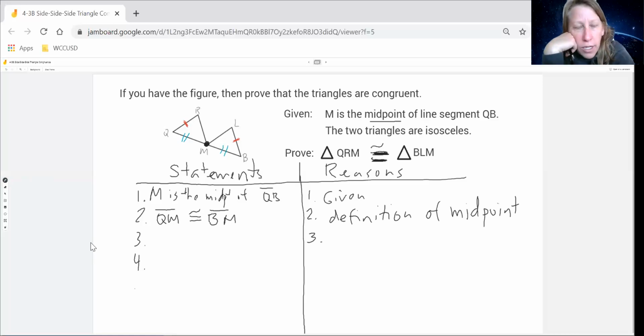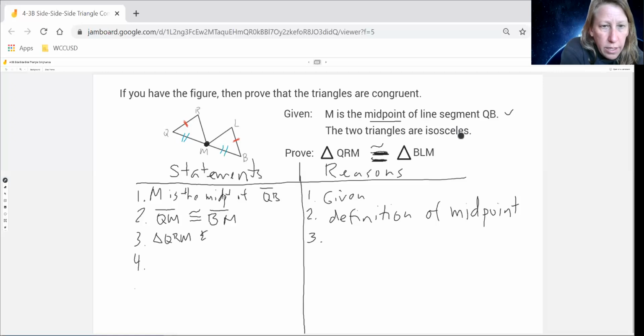Okay, and if I'm keeping track, I just showed that 1 pair of sides is congruent on this figure. The next thing I'm going to do, I could do this because it was given in the figure that QR is congruent to BL. I'm going to save that for a second. There's sort of a strange thing that happens here. I'm going to get my second piece of given information, which is triangle QRM and triangle BLM are isosceles. That was given to me in the problem. Someone told me that those 2 triangles are isosceles.